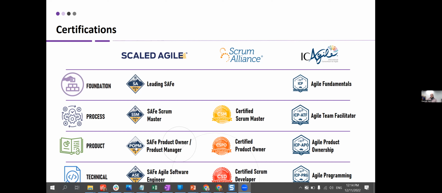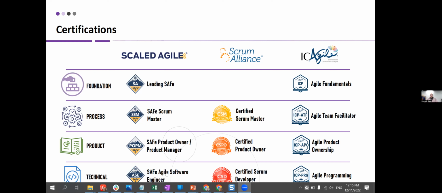The product owner, product manager. Someone asked me about this. You can do Certified Product Owner from Alliance, but now SAFe has a very solid certificate here. So if you're already going in the SAFe track, then you can just take this one. So I would recommend these two, Leading SAFe and the product owner, if you're product oriented. Agile Product Ownership is a good one from IC Agile as well. And then on the technical track, there's actually a lot in the technical one.